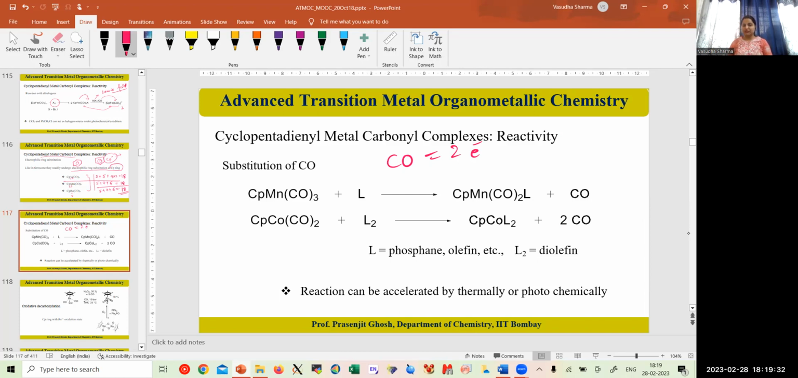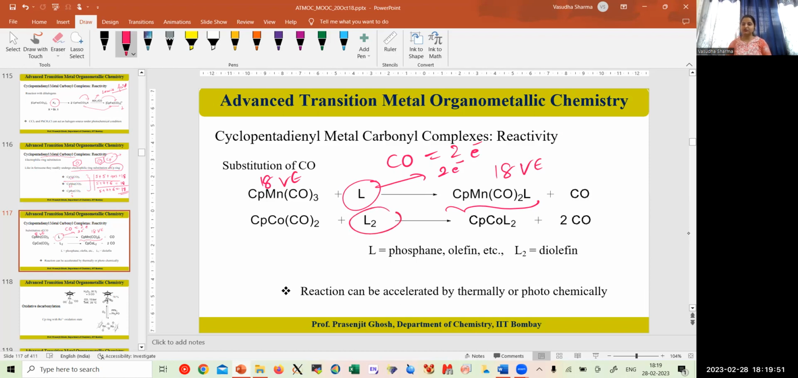So if we make this Cp manganese CO whole 3, which is an 18 valence electron complex that we saw earlier, any ligand which can replace one of the COs should be giving 2 electrons, so that the total valence electron count remains the same. That should be again an 18 valence electron complex.